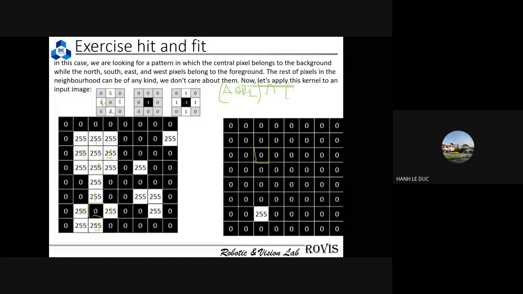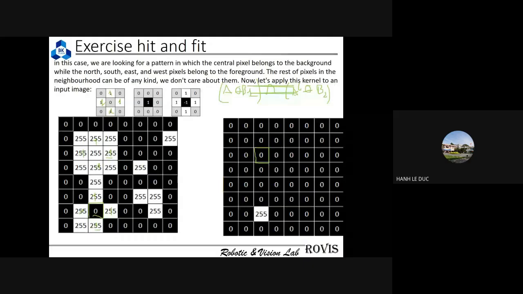And then we perform AND with Ac eroded by B2. After this, we do the AND, and this one will be deleted. So that's how we apply the algorithm.